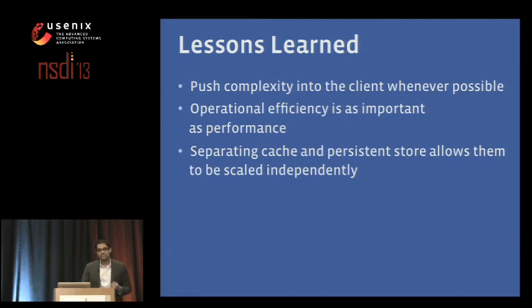Second, operational efficiency is as important as performance. So we go to great lengths to improve the operational efficiency of the stack. One of the examples we've seen here is the multiple levels of routing that we do for an invalidation pipeline and how it simplifies our configuration management. Performance-wise, it's a lot slower to go through multiple steps, but operationally, keeping the configurations tight and local makes it much easier to deal with the system.